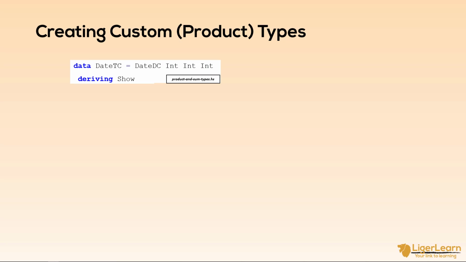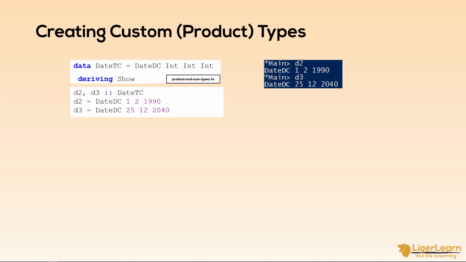Let's take a second to understand what this all means by looking at how we can create instances of our new custom type. Here we are creating 2 values, d2 and d3, which both have the same type, DateTC. We refer to the type constructor's name in the type signature. And when we want to create an instance of the value, we refer to the data constructor. Remember, another name for the data constructor is the value constructor for this very reason.